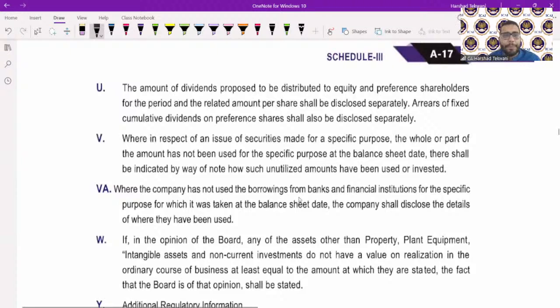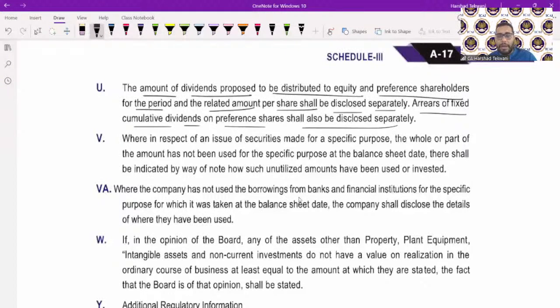Okay, first one, amount proposed as a dividend to be distributed to equity and preference shareholders for the period and related amount per share disclosed separately. Arrears of fixed cumulative dividend on preference shares shall also be disclosed separately. Now, a detailed disclosure on dividends which are proposed and to be distributed, I am required to provide.